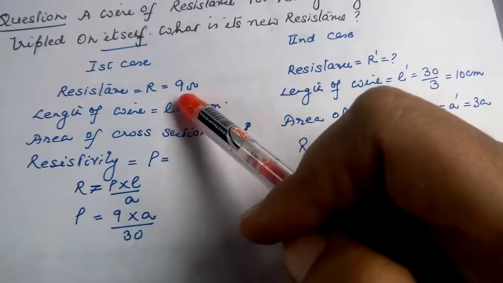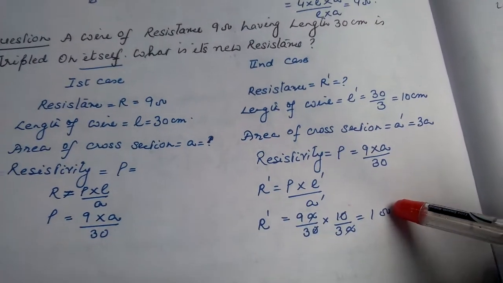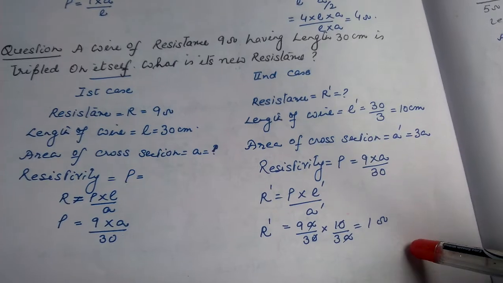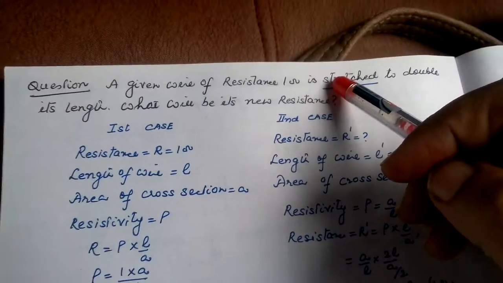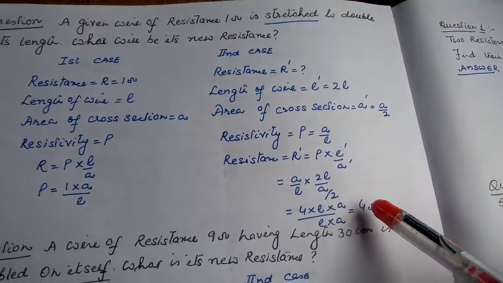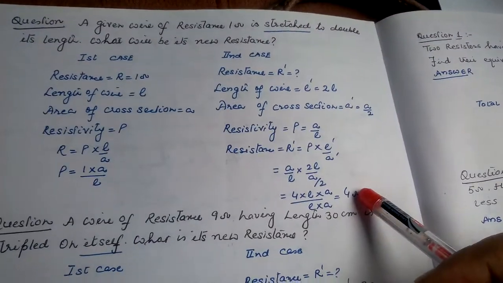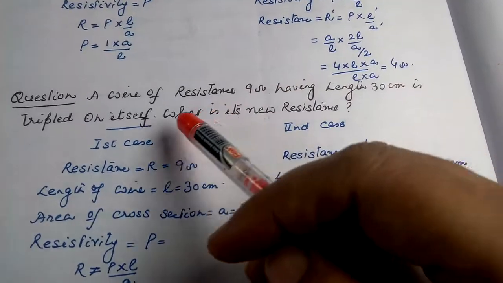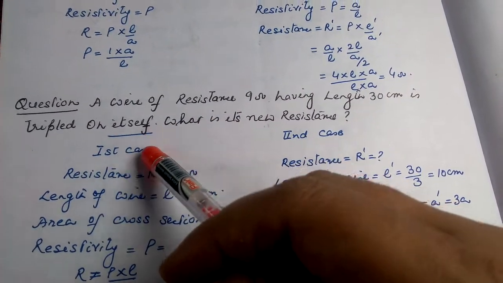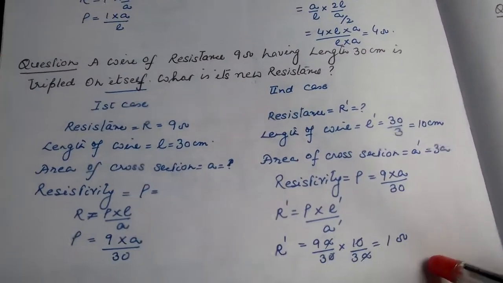This means the resistance 9 ohm is reduced to 1 ohm, that is 1/9. So that is the difference. When you double it by stretching, its resistance will be 4 times. Double to double means 4 times. When the wire is tripled on itself, resistance will be 1/9.